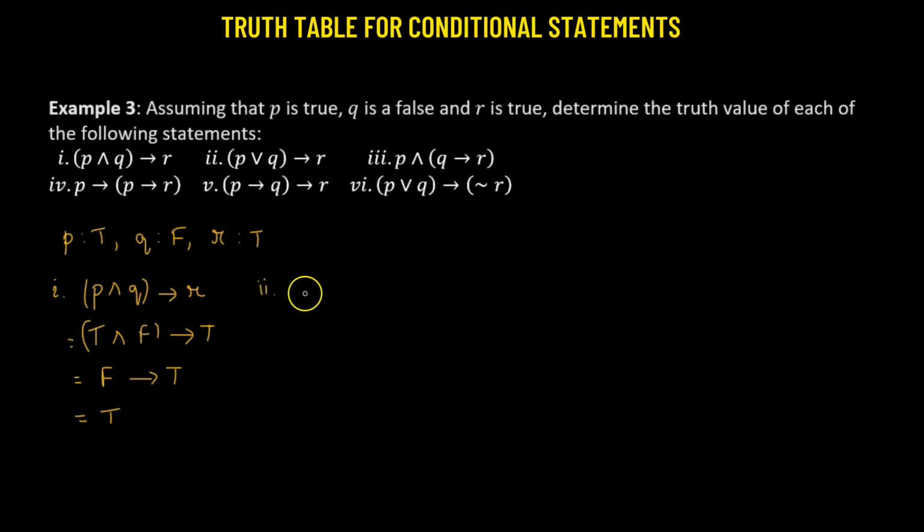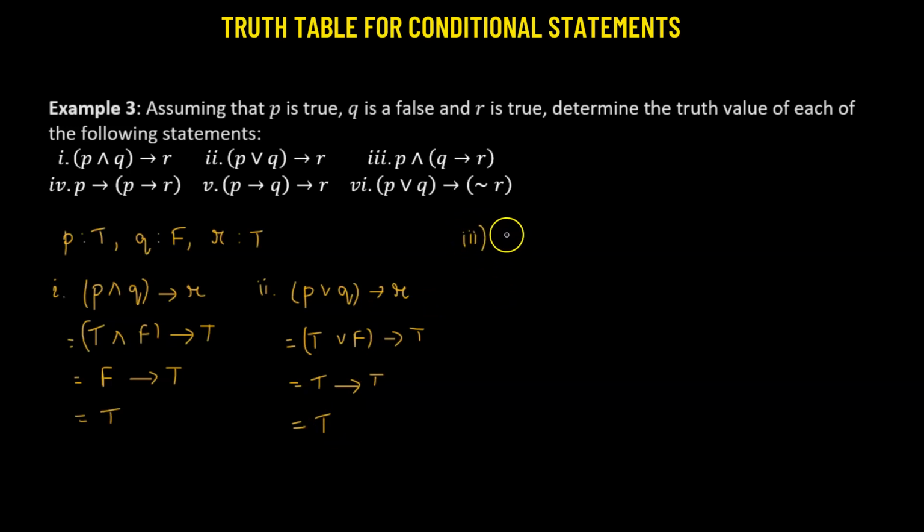Problem number 2, we have a disjunction. If P or Q, then R. So that means we have true or false, then true. Now since this is a disjunction, true or false, this is always going to be a true statement because one of them has to be at least true for a disjunction to be true. If true, then true. So this means this is a true statement. Number 3.